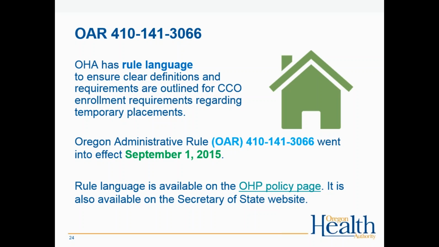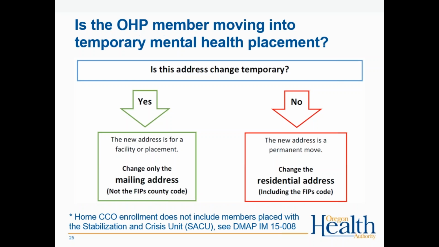So on the next slide, this is a simple way to describe what the member is moving for. You can see here, is this address change temporary? And for the most part, we are thinking that a residential facility is a temporary placement. That member is going to get to that facility or a special program and have the treatment with the goal of moving back home. And home is that home CCO. And that is really what 410-141-3066 is intended to do.